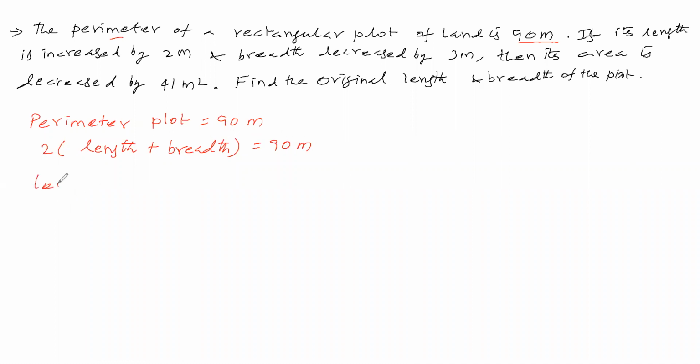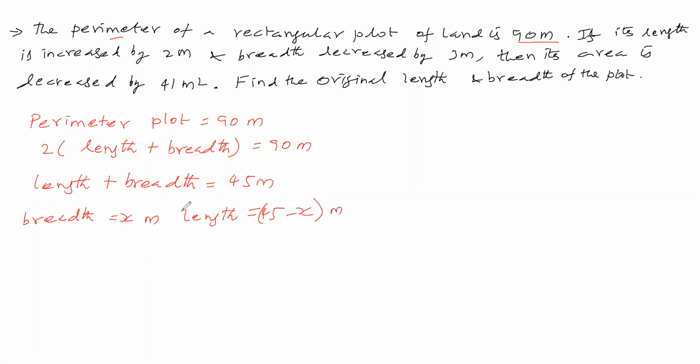So length plus breadth is equal to 45 meter. Let breadth be x meter, then length is equal to 45 minus x meter, because the sum is 45 and breadth is x. Now we'll see the area of the plot.